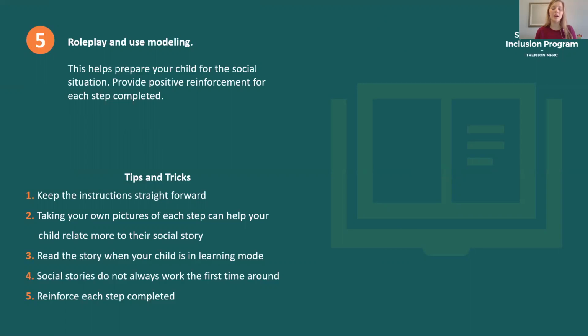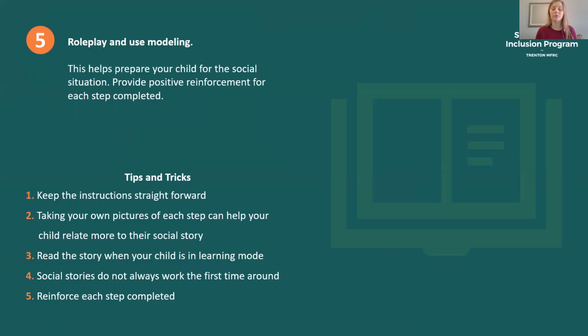Another tip is social stories don't always work the first time around. Sometimes they need to be rejigged a little bit. Sometimes they're not clear enough. Other times you just have to continue to revisit the social story for them to actually understand what's going on, and for them to get as much information as they can from it.